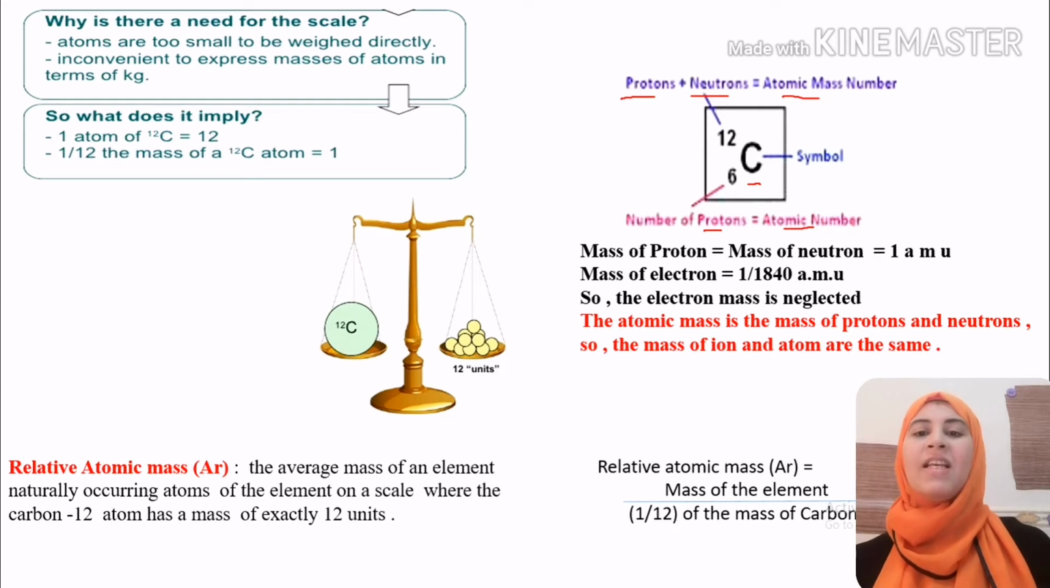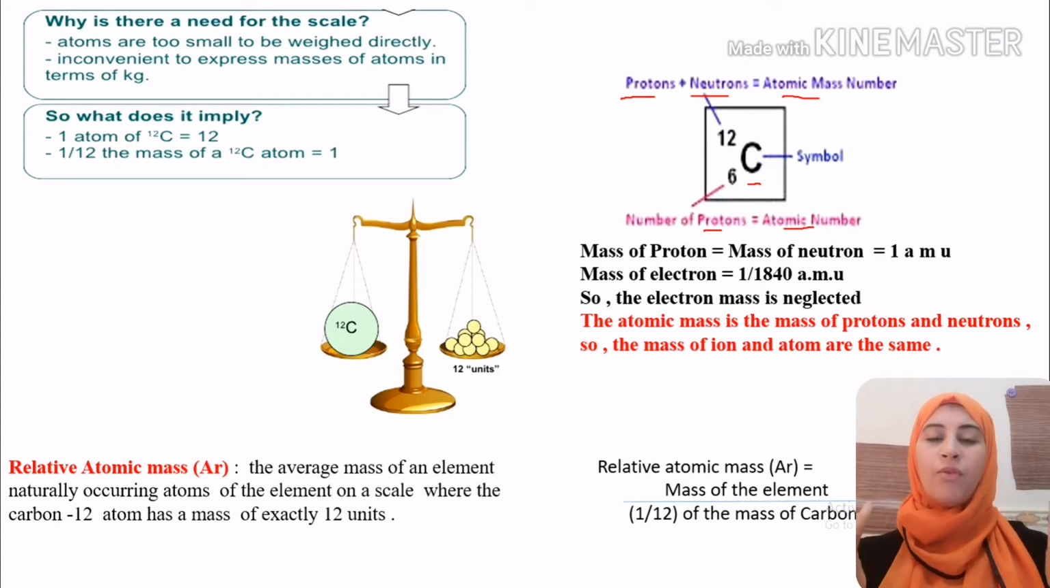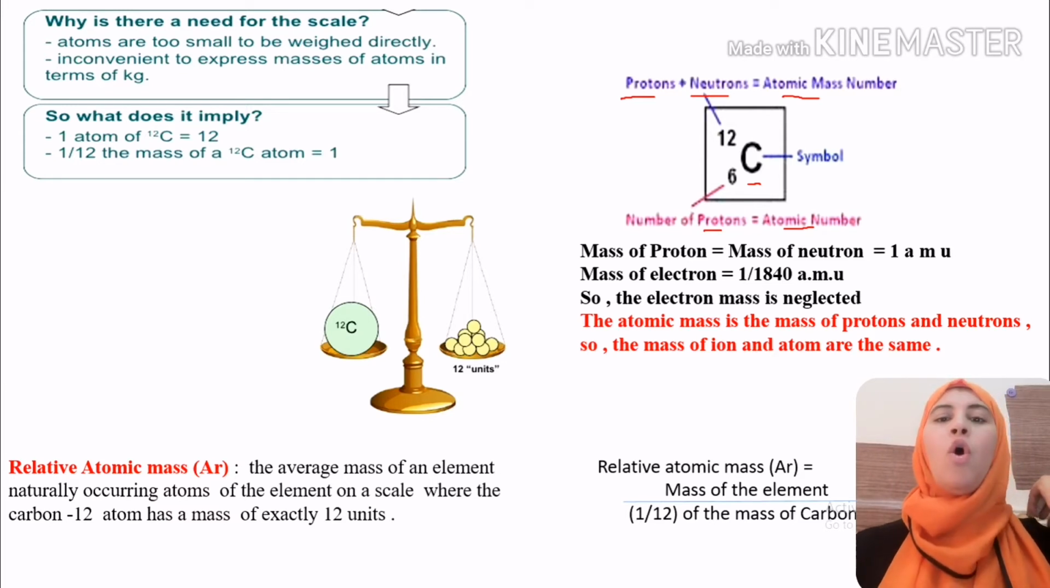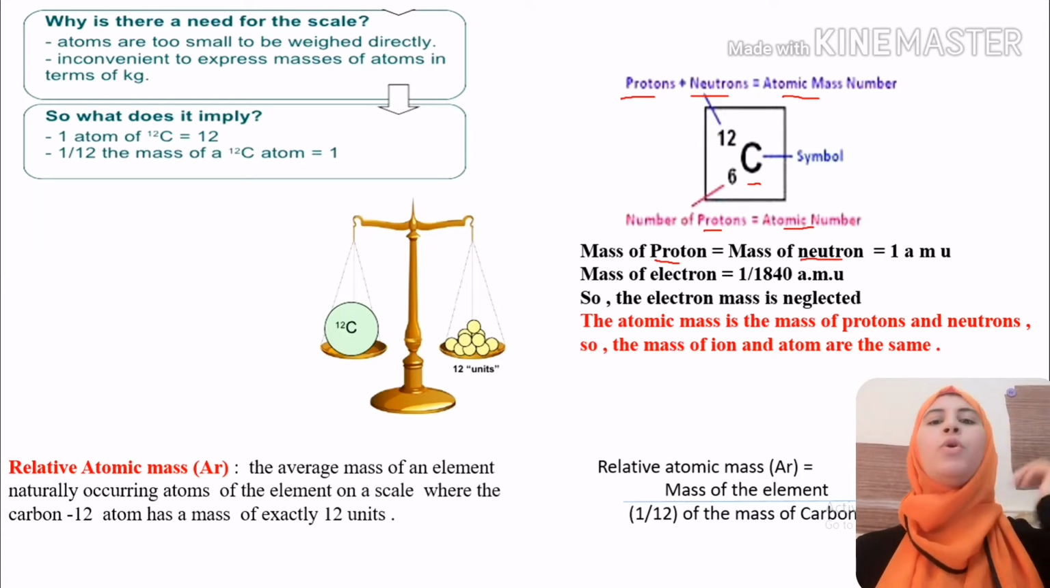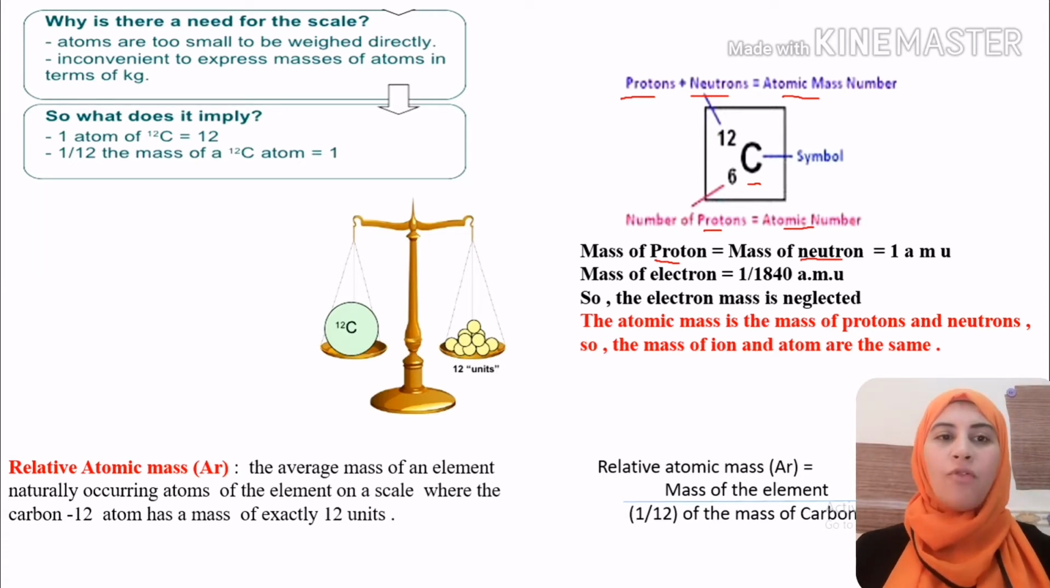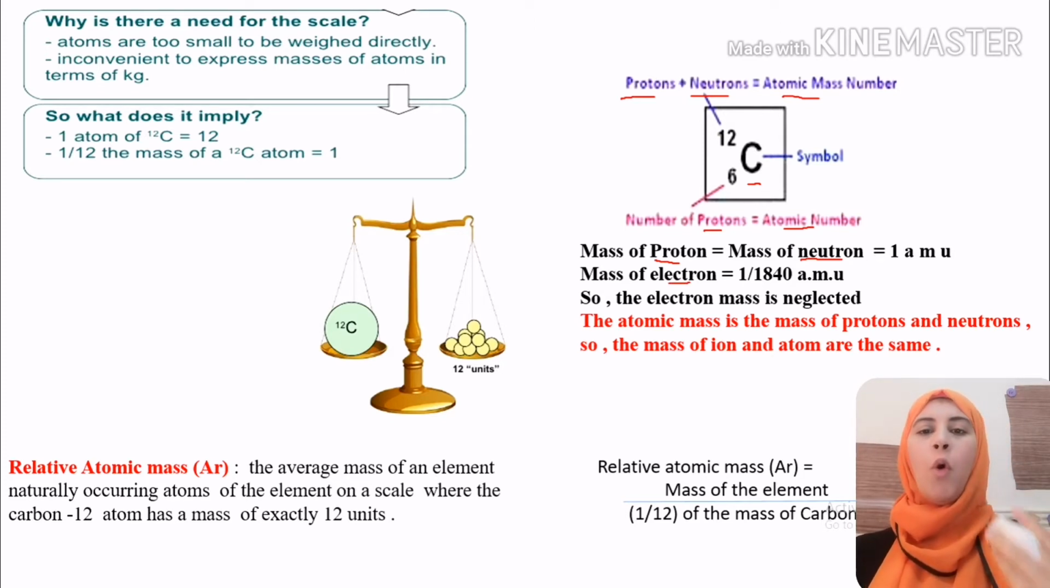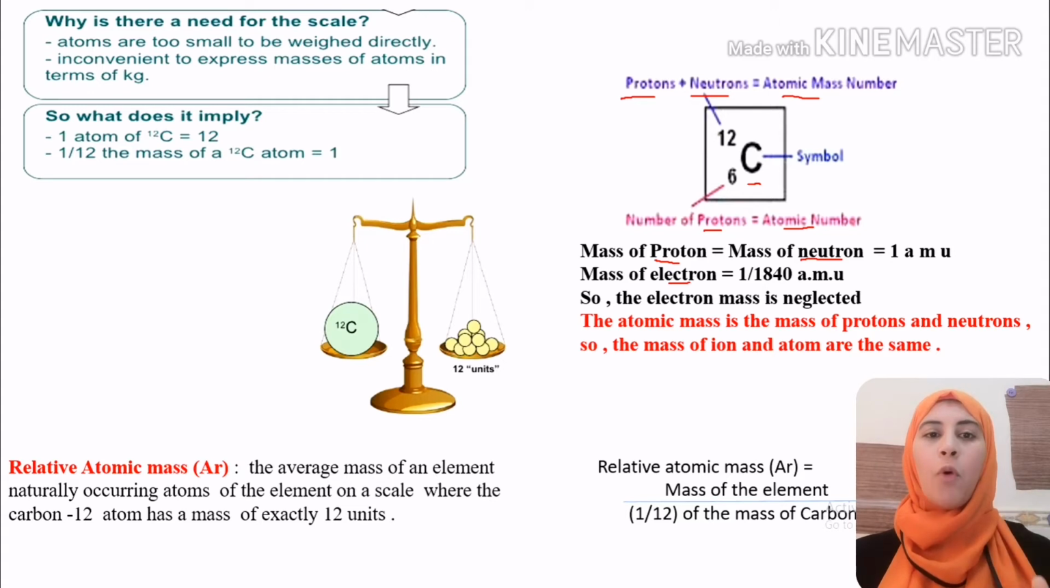Inside the atom, we can say that the mass of any atom is concentrated in the mass of its nucleus. Why is it concentrated in the mass of its nucleus? Why do we neglect the mass of electrons? Because the mass of protons equals the mass of neutrons, equal 1 atomic mass unit, while the mass of an electron equals 1 over 1840 atomic mass unit.